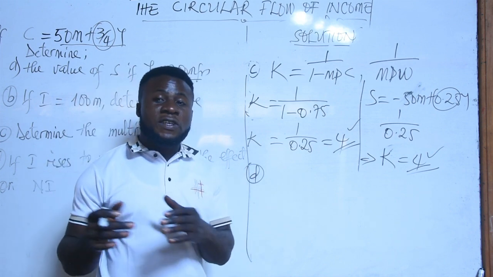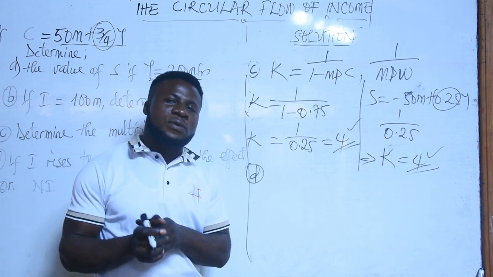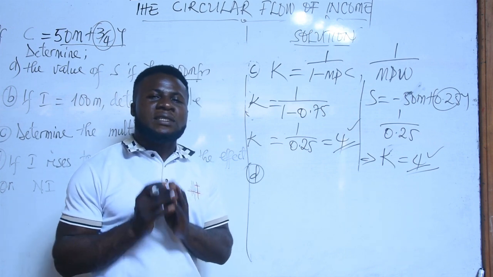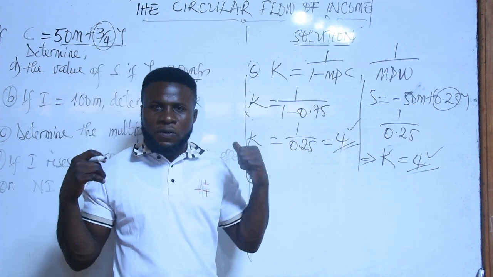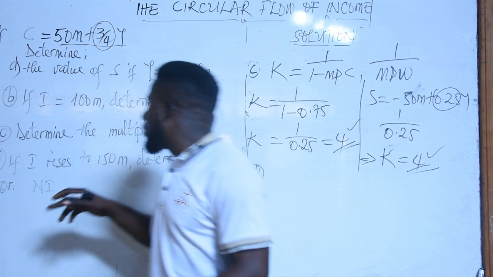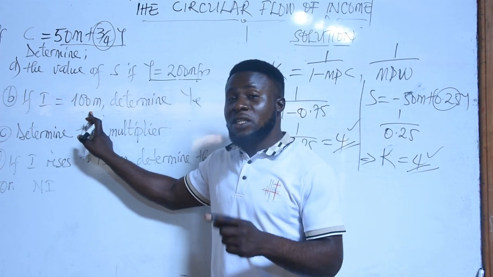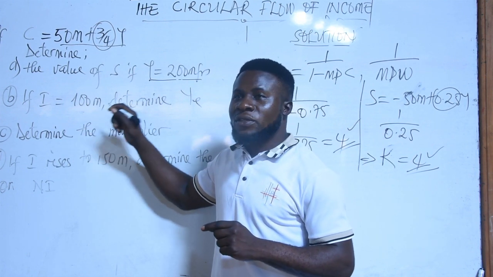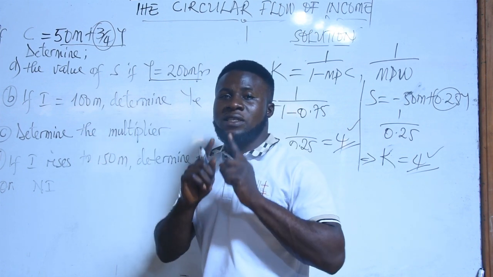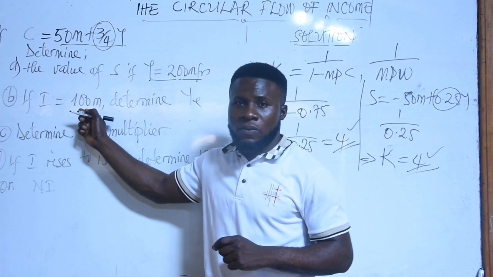That means that it was first of all somewhere. So that change in the injection has to be calculated. If it has changed to 150 million, where was it before? It was at 100 million as per this question. So what is the change in investment? The change in the investment is not 150 million. It is 150 million, where it has changed to, minus 100 million, where it was before.